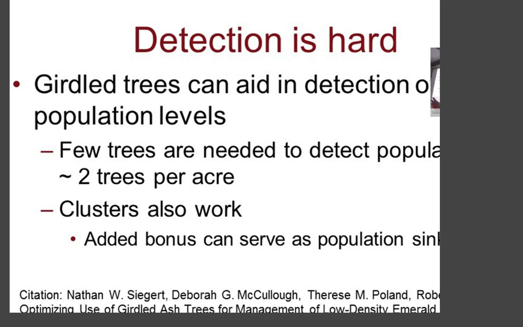That's not to say EAB didn't attack or colonize the trees that weren't girdled. The trees that were girdled had over 90% colonization and a higher rate of colonization than those that weren't.